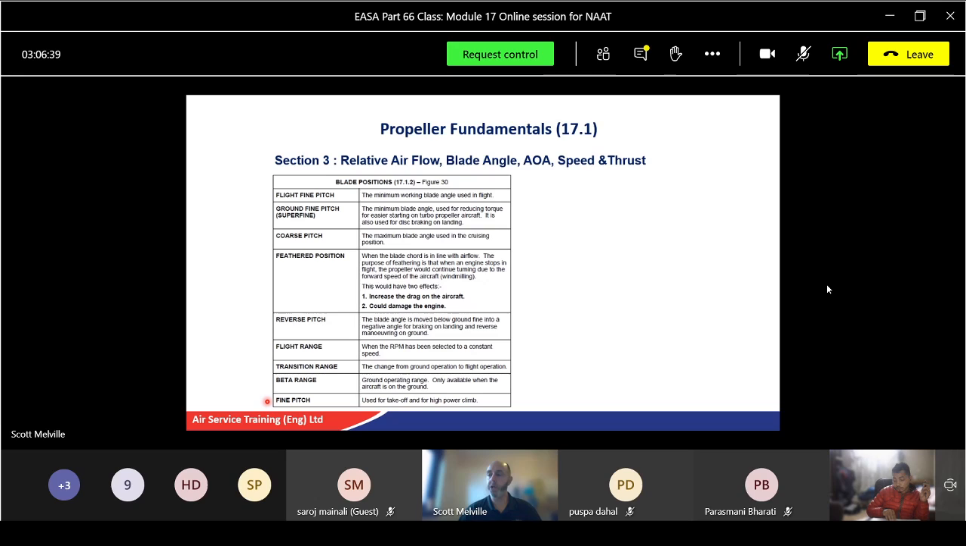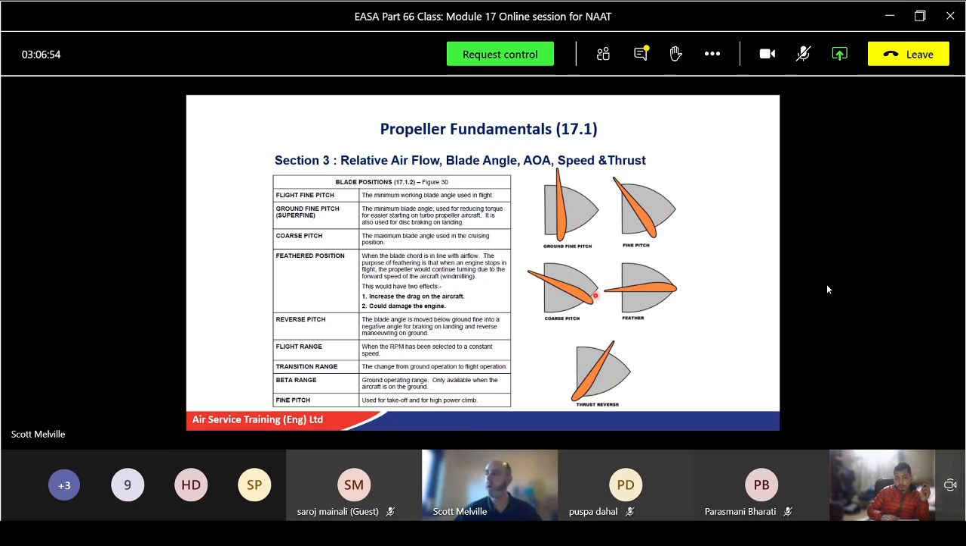And then we've got fine pitch, used for takeoff and high power climb. Very pretty much like the same one, flight fine pitch, that's just a really minimum positive angle, whereas the fine pitch is slightly more than the flight one. So if we go on to the diagrams now. So there's your ground fine pitch. You imagine that is spinning all the way around, hardly any angle of attack at all, okay? Hardly any at all. Fine pitch, you've got a positive angle of attack. So yeah, as it's spinning, it's trying to push air behind it, it's trying to give you thrust.